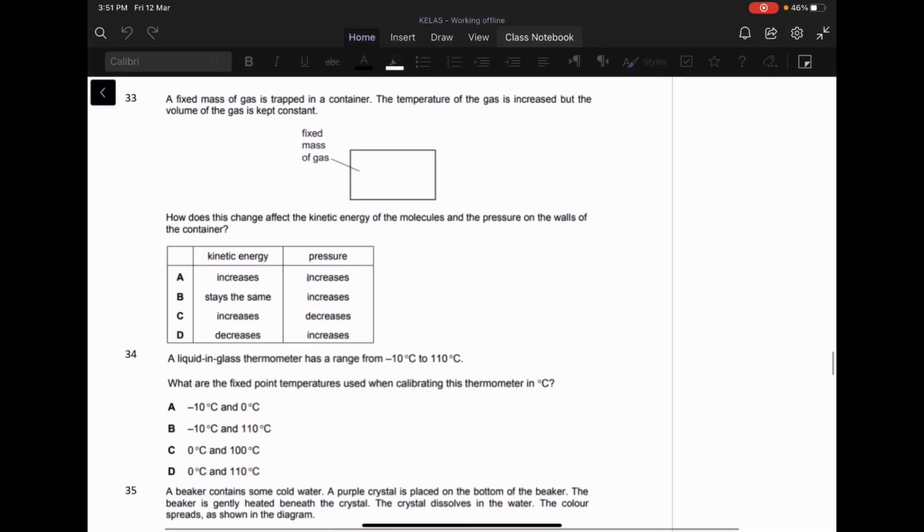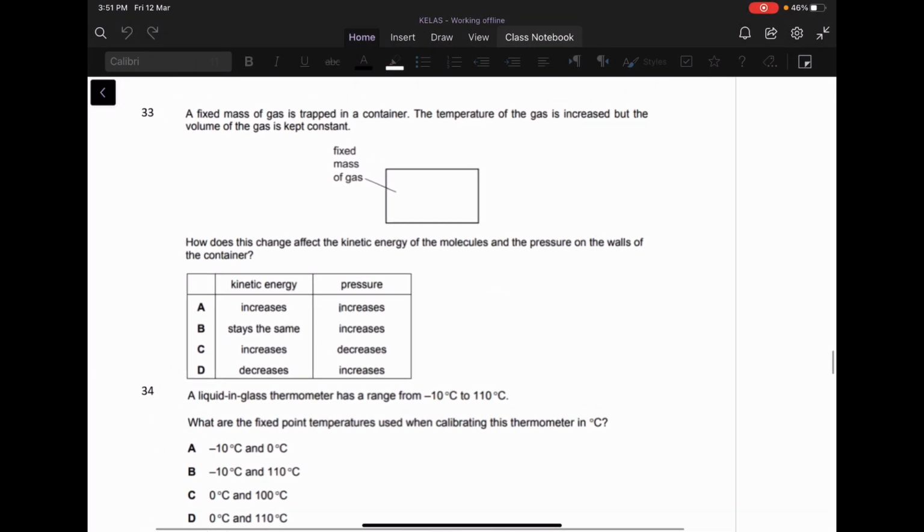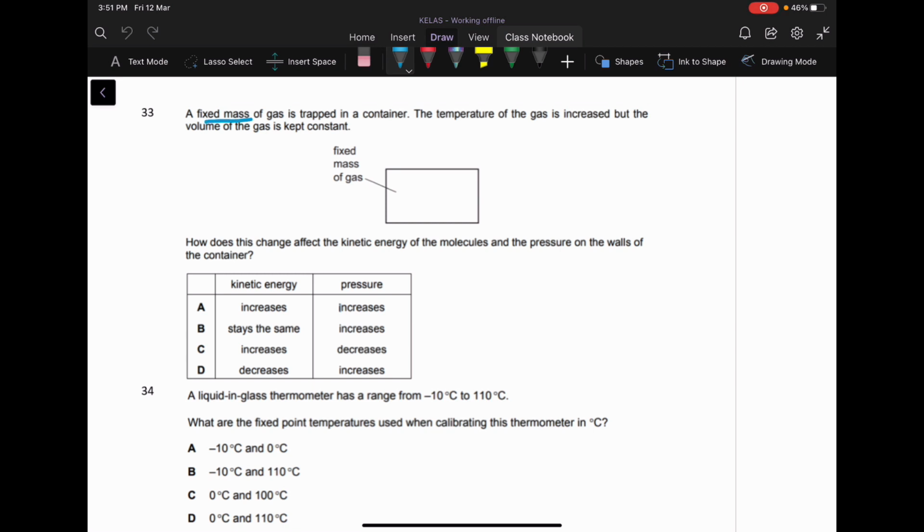Next question. Question number 33. A fixed mass of gas is trapped in a container. So the first sentence already gave us ideas. This is about gas, gas laws. A fixed mass of gas trapped in a container. The temperature increases, so variable 1 is temperature, but the volume is kept constant. So volume constant.